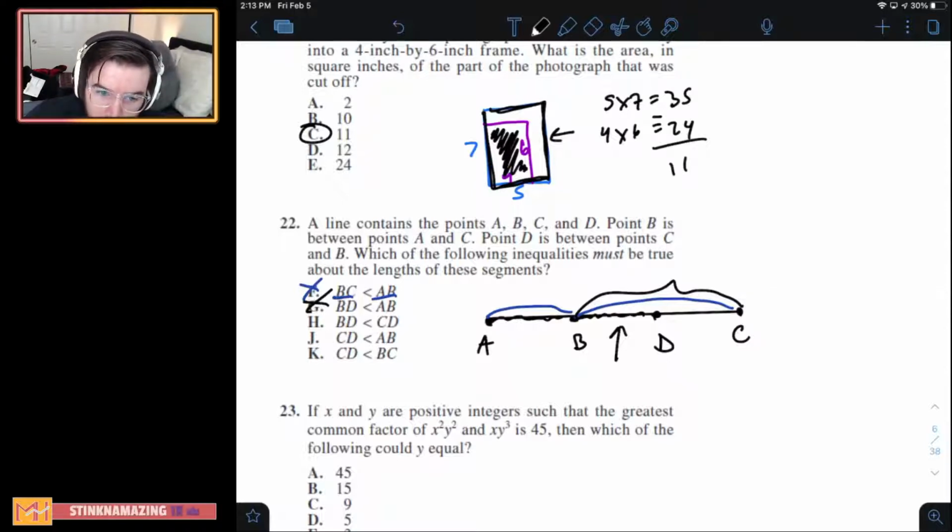Why? Because BD is part of BC, right? BD has to be shorter than BC because D always comes in between B and C, right? How can D be between B and C if it's actually further away? You get the logic that I'm saying there? This has to be smaller than this because it fits inside, no matter how you draw it. So option H must be true.